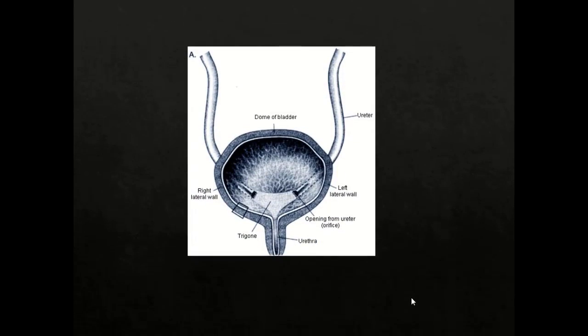Here is an image. Every part of the bladder should be evaluated. Trigone, dome of the bladder, lateral walls and base of the bladder should be examined so that you cannot miss any abnormality.